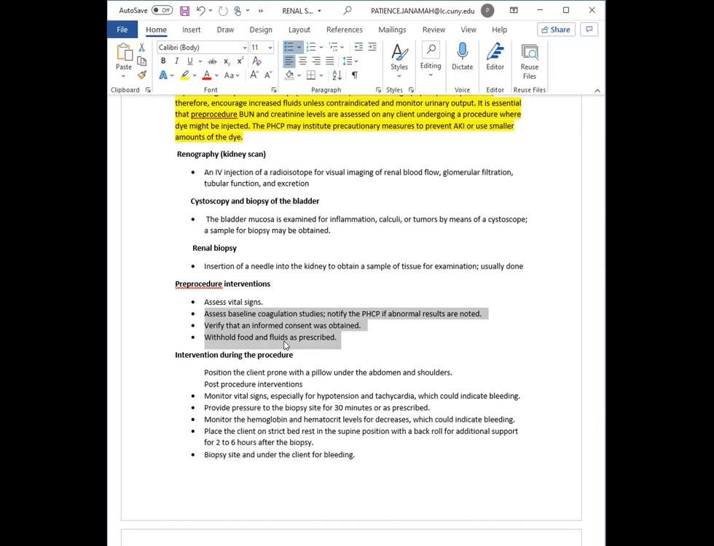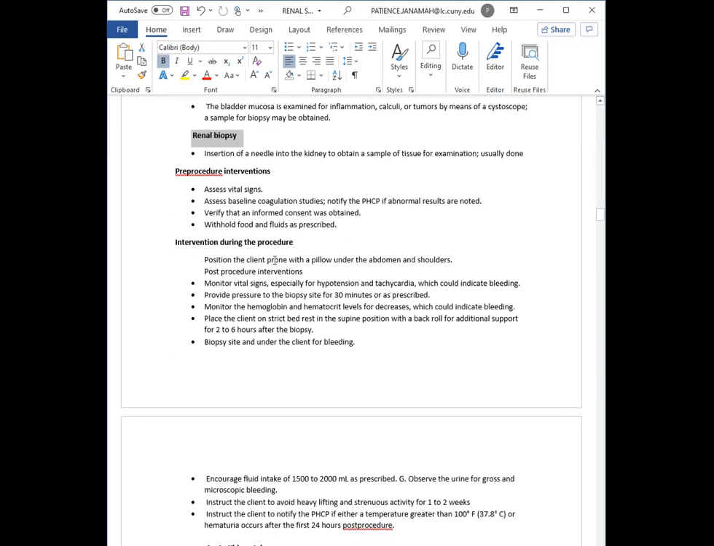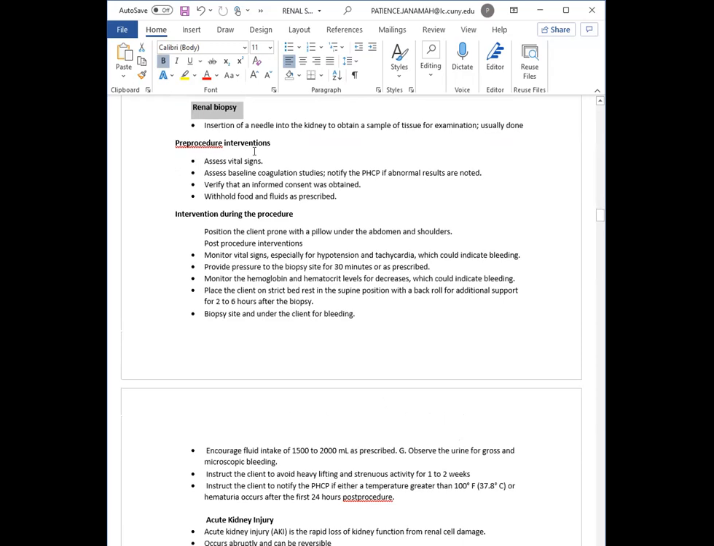So for interventions during the procedure, you want to think about positioning. So if a patient is going for a renal biopsy, they have to go into the kidneys and cut a sample out for studies. So you have done your pre-procedure intervention, which is assessing vital signs and getting the patient's baseline results. And then you verify informed consent. So this is an invasive procedure. So you need a written informed consent signed by the patient.